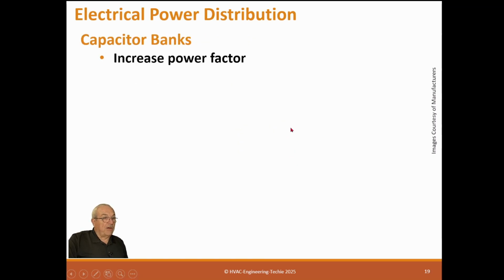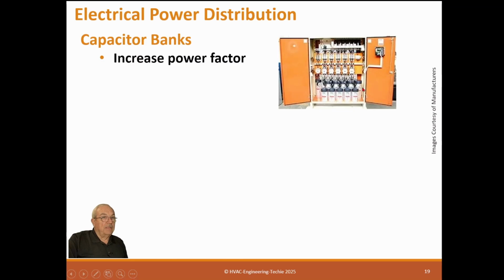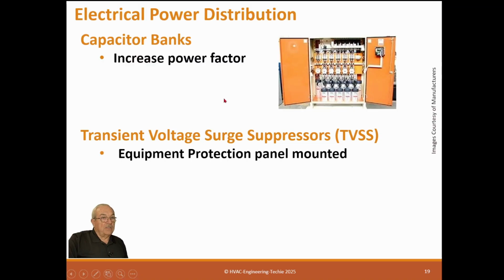Capacitor banks. This increases power factor if you've got a power problem, and they're just a bank of capacitors that store current and use it when it's needed. Transient voltage suppressors, TVSS. This is equipment protection, and these mount in the panels, and they're designed to trim off that excess voltage.